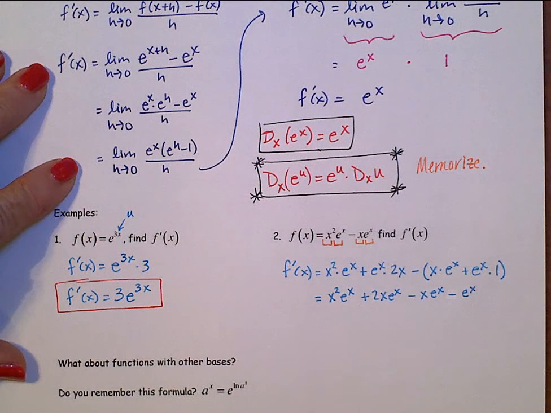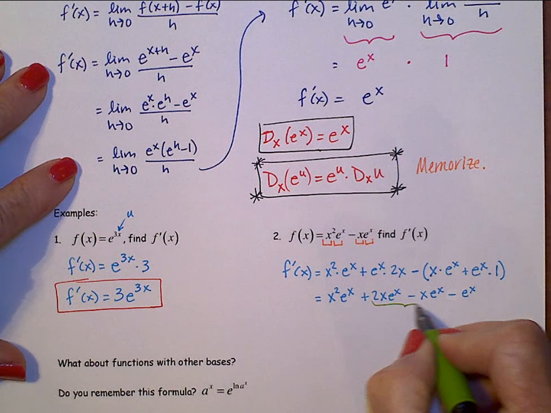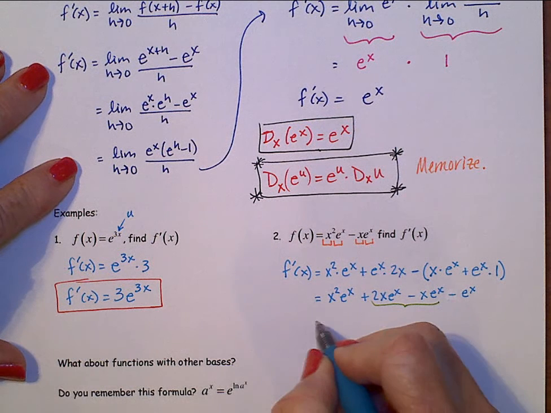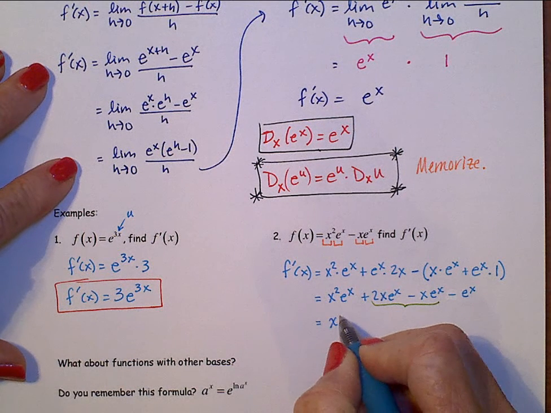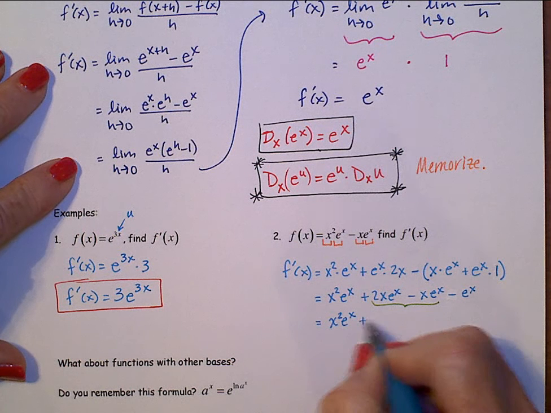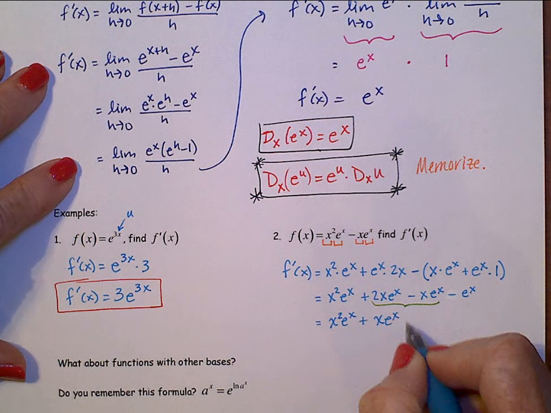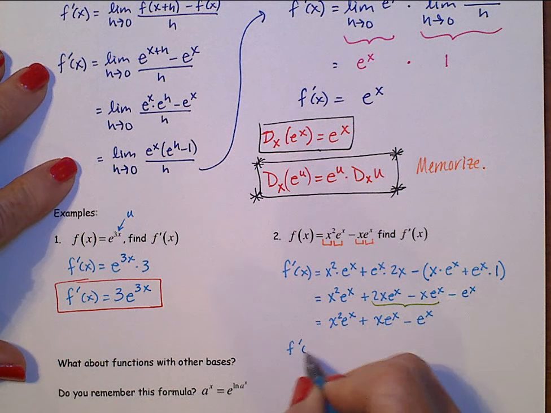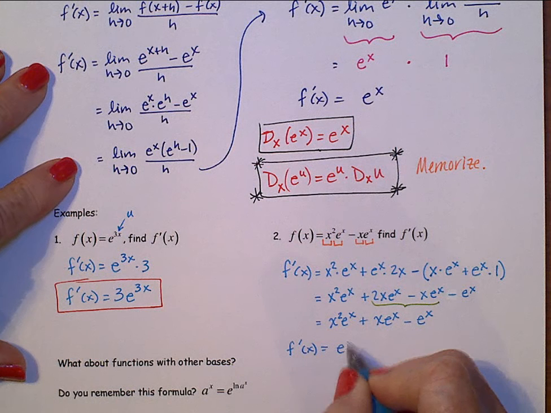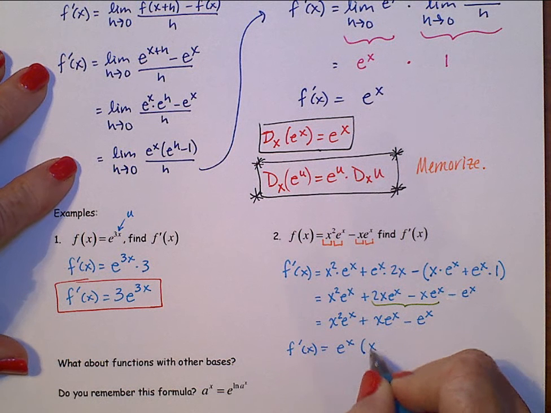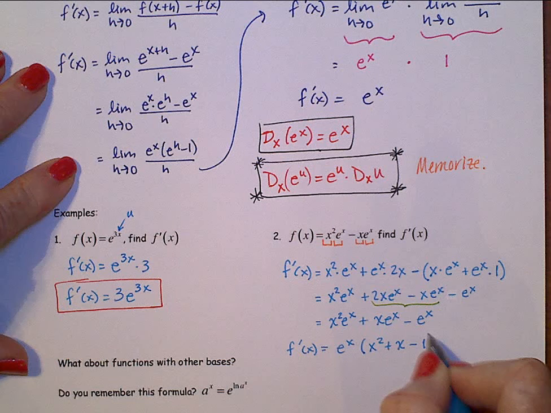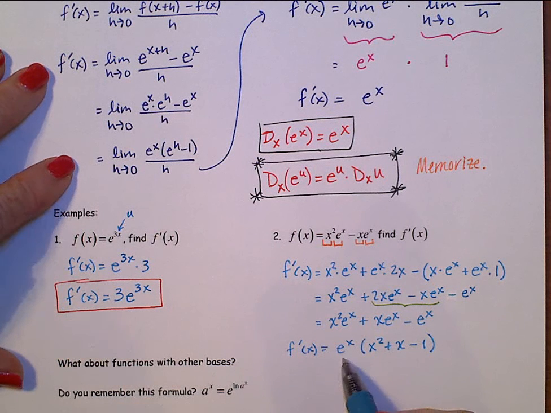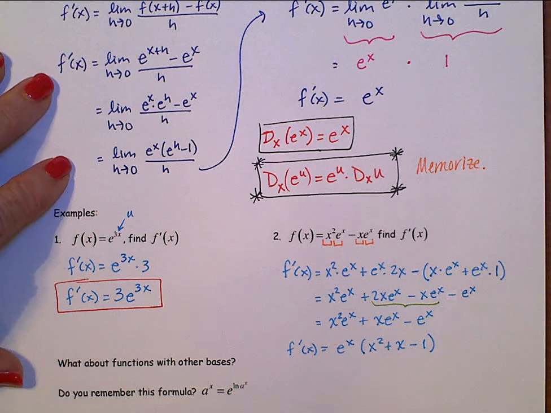These two right here, 2x e to the x and x e to the x, those are like terms. We can combine those and we'll get x squared e to the x plus an x e to the x minus e to the x. And the last step here is to factor out that e to the x that's common in all three terms. And we have that f prime of x is e to the x times the quantity x squared plus x minus 1.